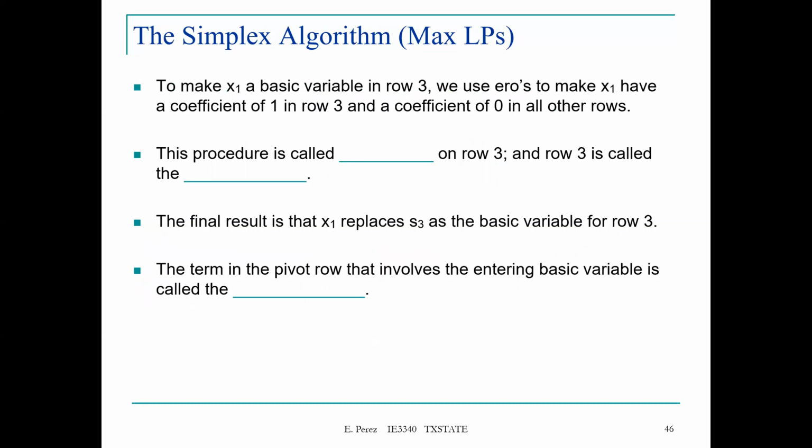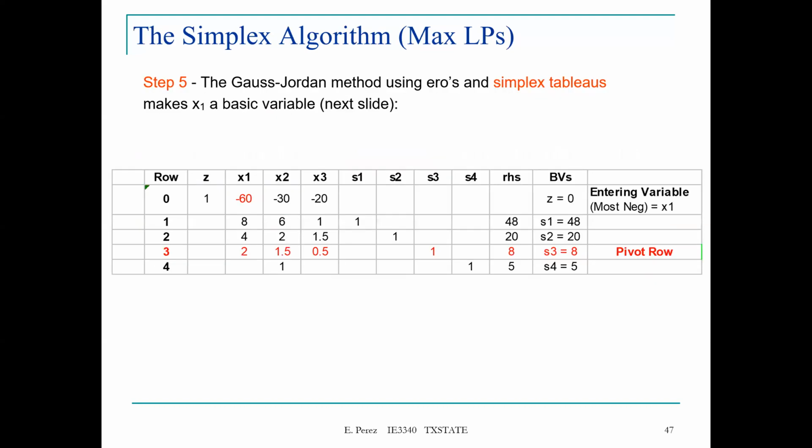To make x1 a basic variable in row 3, we use elementary row operations to make x1 have a coefficient of 1 in row 3 and a coefficient of 0 in all the other rows. This procedure is called pivoting on row 3, and row 3 is called the pivot row. The final result is that x1 replaces s3 as the basic variable for row 3. The term in the pivot row that involves the entering variable is called the pivot term. So this is what we are referring to.